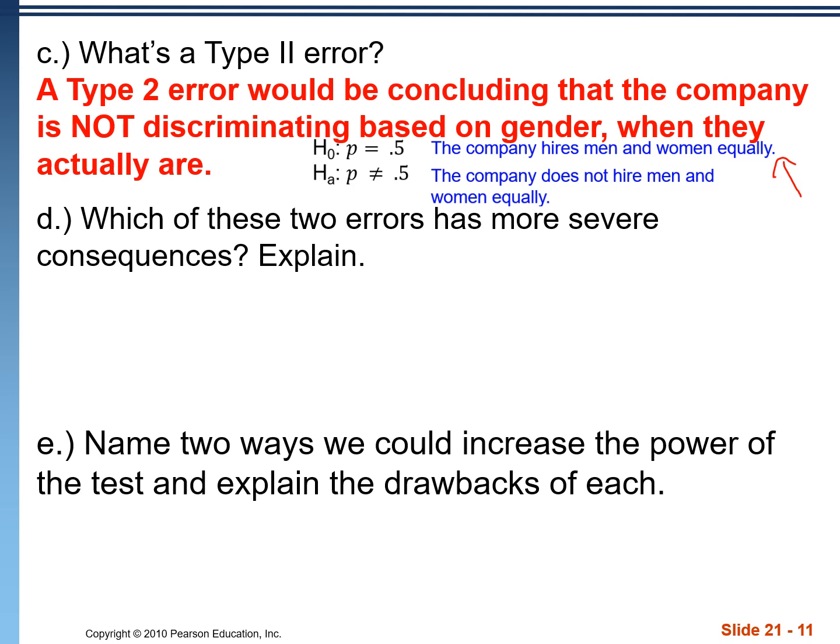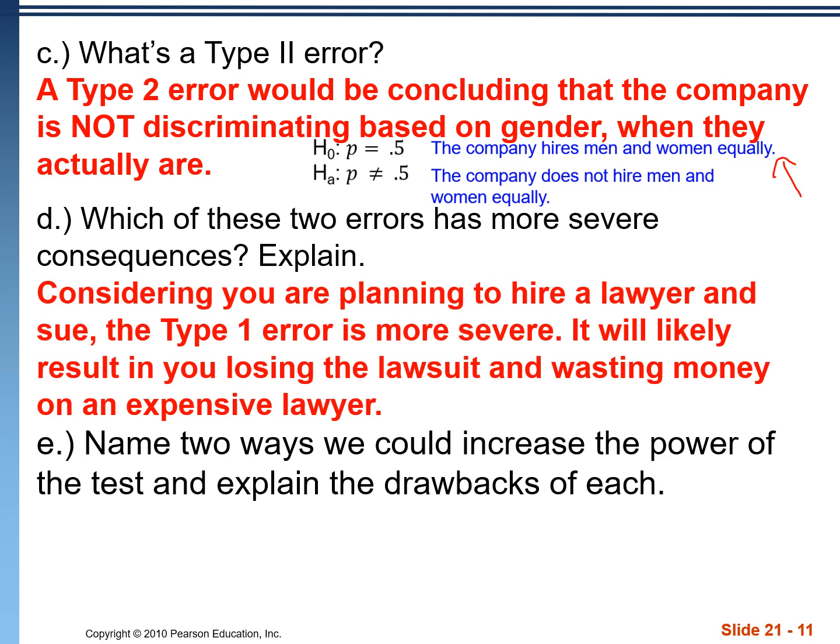First, which of the two errors has more severe consequences? There's always consequences associated with both, but usually one is more severe. For example, it mentioned in the text of the problem that you were contemplating hiring a lawyer if you found they were discriminating. Now, that's a decision made in error. They're actually not discriminating. So you would go out, you would hire a lawyer, you would then lose the lawsuit and waste a bunch of money.